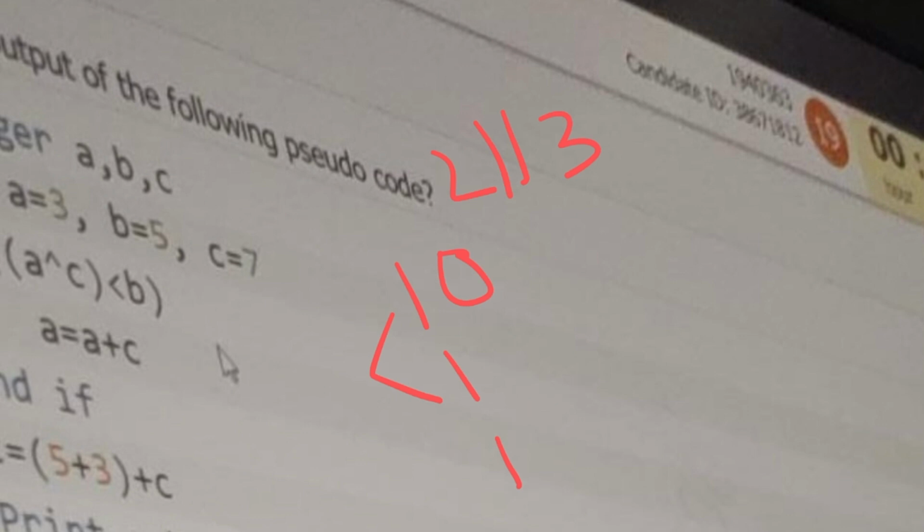So let's go to the XOR operation. Let's say you are performing an XOR operation between 2 XOR 3.